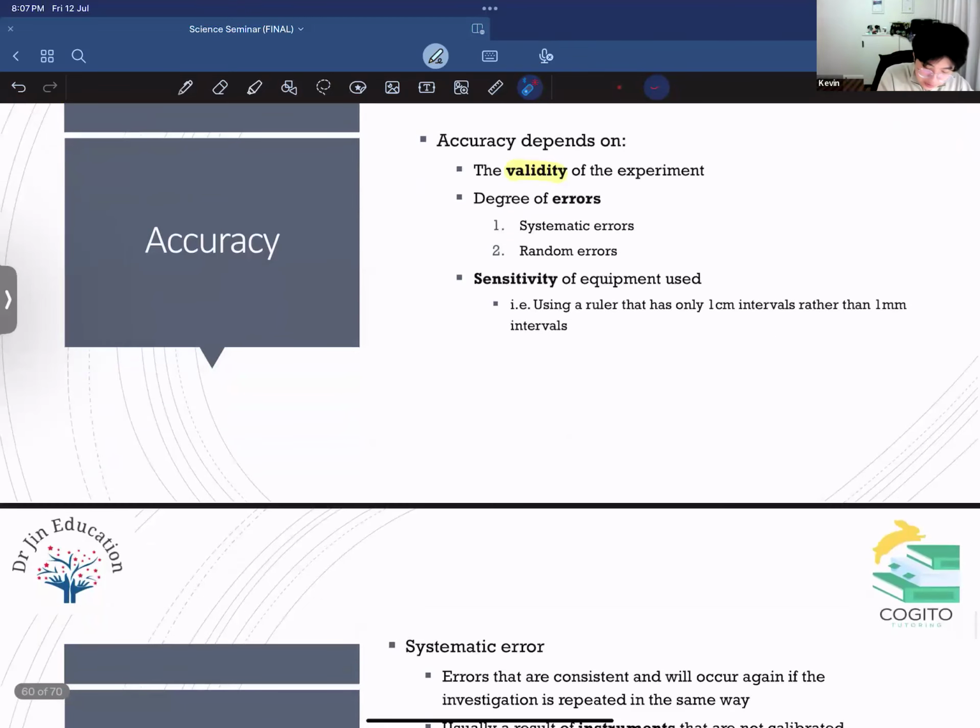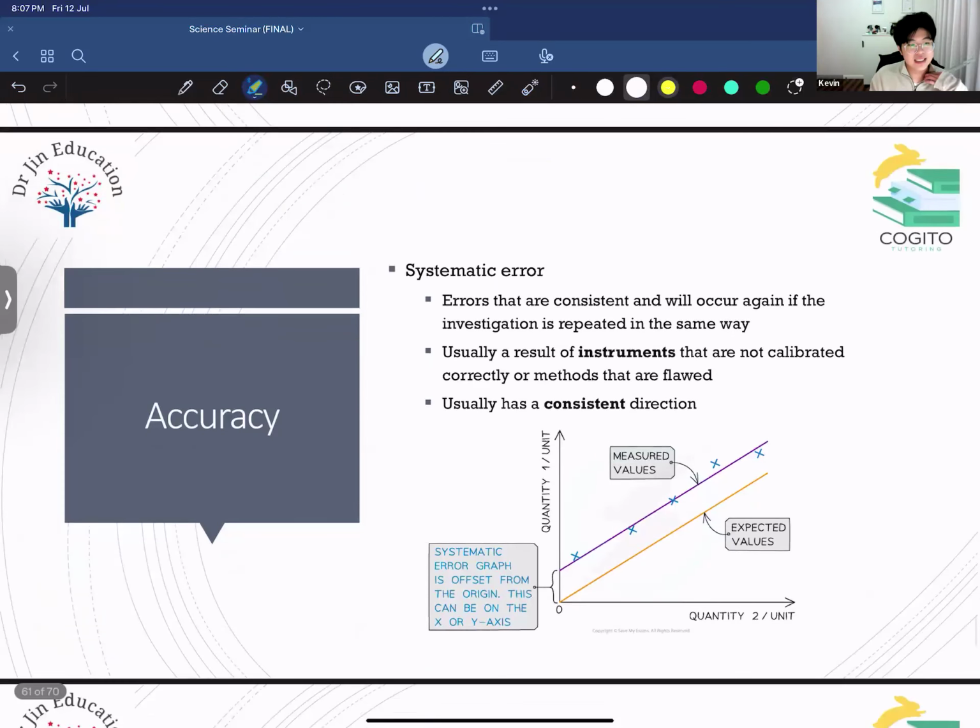Now, let's talk about the errors, because you may not have come across these two just yet. So systematic errors, what are they? These are errors that are consistent and will occur again if the investigation is repeated in the same way. Usually a result of instruments that are not calibrated correctly or methods that are flawed. It usually has a consistent direction.